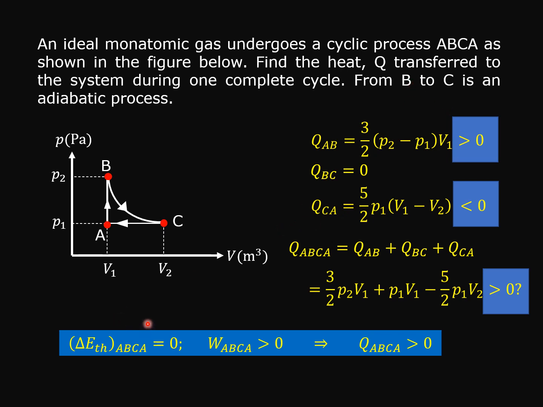We can know that, actually, based on the first law of thermodynamics, if we apply it to the complete cyclic process. But if we analyze it one by one for the three processes, and then based on these three expressions, we actually cannot know which one is bigger, QAB or QCA. So the better way is to apply the first law of thermodynamics to the entire process to know that the total Q should be a positive value. So that means the Q is transferred to the system.